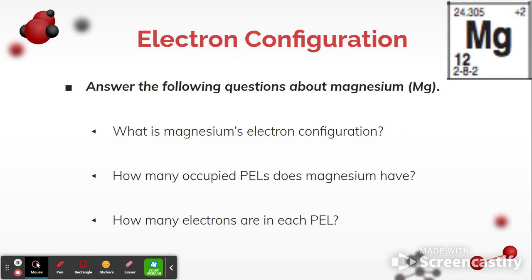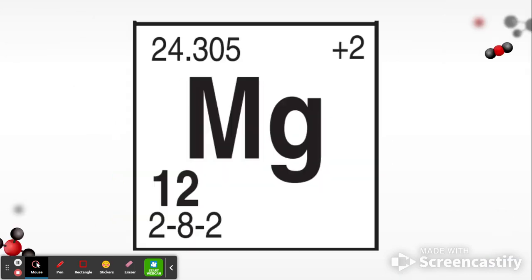Now, if we answer these questions based on magnesium's electron configuration, the electron configuration of Mg is shown here as 2,8,2. There are 3 principal energy levels in Mg, and there are 2 electrons in the first PEL, 8 electrons in the second PEL, and 2 electrons in the third PEL.